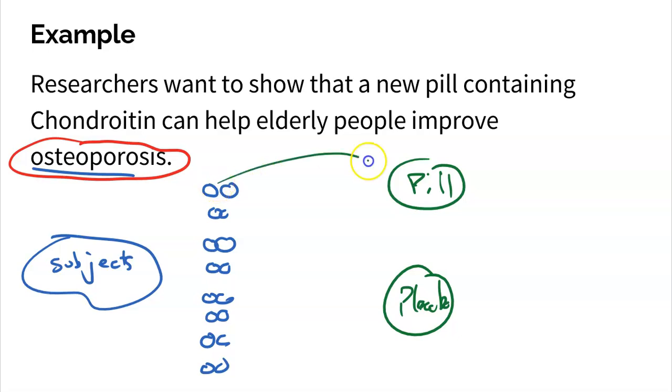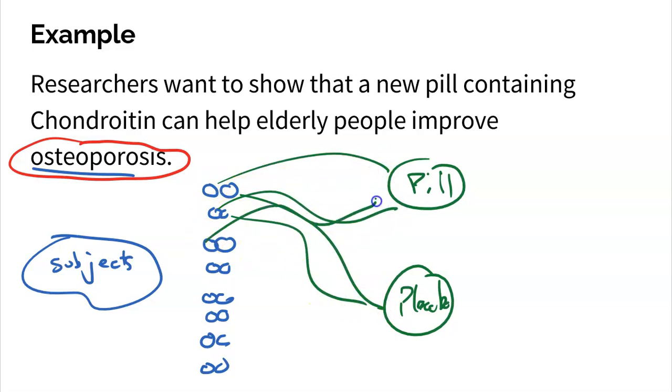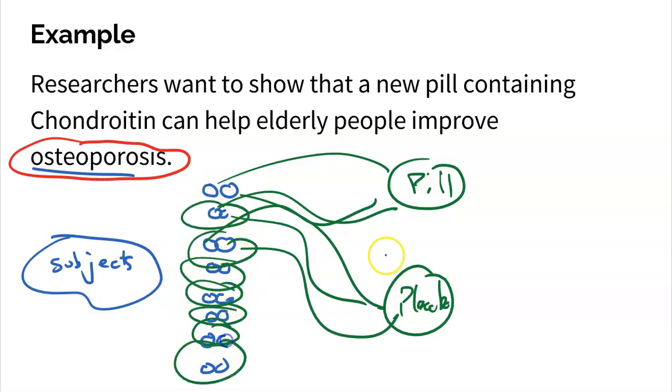So again, in this pair, 1 here, 1 here. In this pair, 1 here, 1 here. In this pair, 1 here, 1 here. So what I'm doing is, for example, I'm putting a man in both groups. I'm putting a person with the same level of osteoporosis in both groups. I'm putting a person that exercises the same amount in both groups. I'm putting somebody that's the same age in both groups. And then I'm doing it again and again. So I should have different people in both groups.